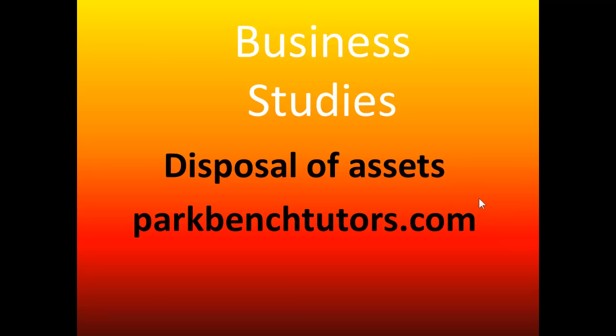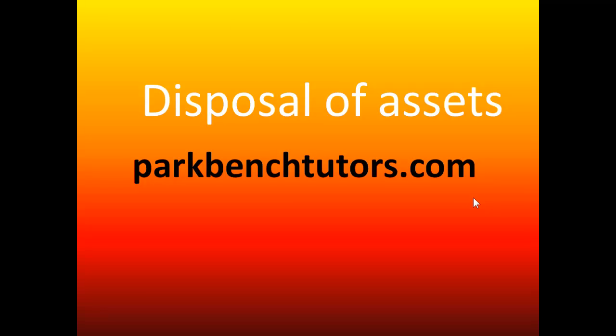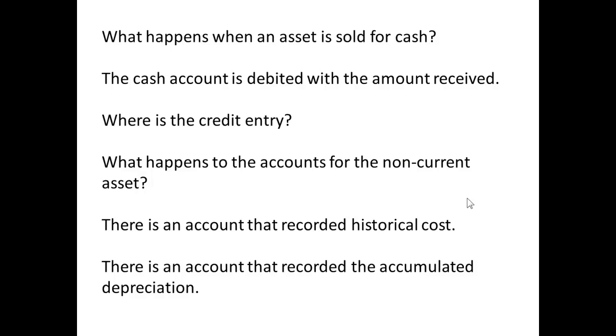We have been looking at the subject of assets, and we're going to continue that today with the disposal of assets. So we're going to look at how we would actually record the disposal of assets. What happens when an asset is sold for cash? Obviously, we debit the cash account with the amount that we received for selling the asset, but where did the credit entry go? What happens?